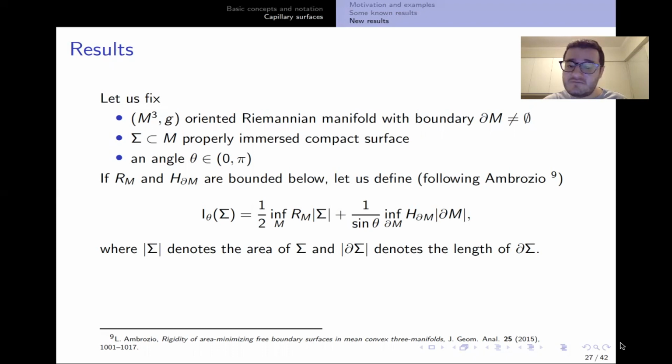manifolds, we can define this functional on the space of all properly immersed compact surfaces on M. So assume that the scalar curvature and the mean curvature of the boundary of M are bounded below. So M doesn't need to be compact at first, but we are assuming these hypotheses on the curvatures. And we define this functional, I call it I of theta. It acts on the properly immersed compact surfaces. And it's a sum of two quantities involving the area of the surface, the length of its boundary, and the curvatures of the ambient manifold.